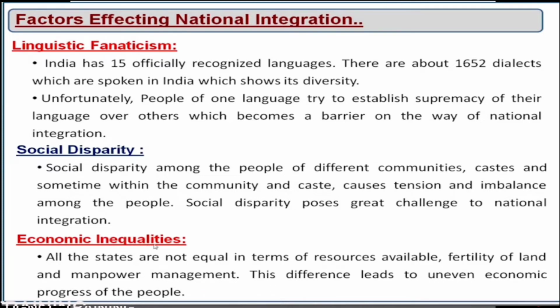Coming to economic inequalities. The economic standard of people in a state depends on the fertility of land, resources available, and manpower management. All the states are generally not equal in terms of these, and hence lead to uneven economic progress of the states. Even within a state, if distribution of wealth is not properly done, then day by day, poor people are becoming poorer and rich people are becoming richer, causing tension and conflicts. It is a problem for national integration.